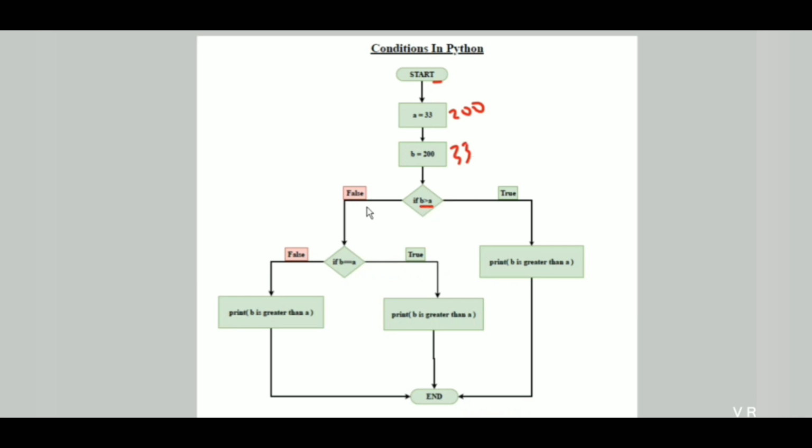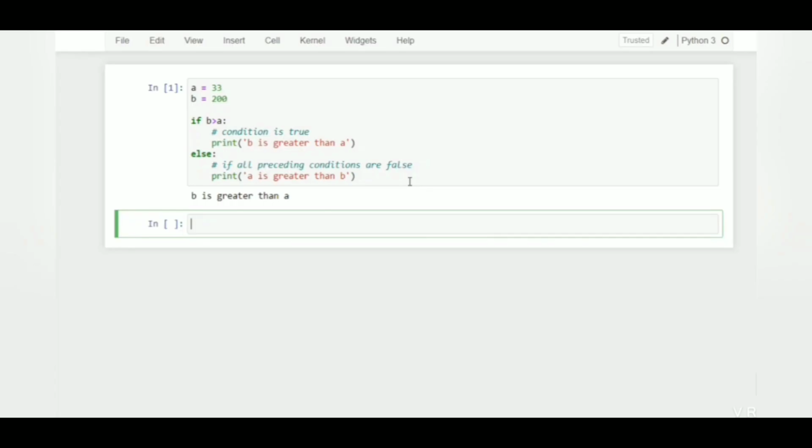Now we are checking again: b is not greater than a, but is b equal to a? If b is 33 and a is 33, then it will follow this path. But here we defined a as 20 and b as 33, so it will follow the other path. The elif keyword in Python means: if the previous condition was not true, then try this condition.